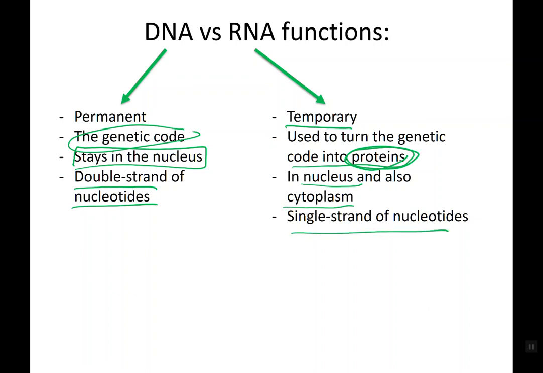And it's single-stranded. Another difference is the D versus the R. So deoxyribose is a kind of ribose with 1 oxygen missing. Ribose is just regular ribose, so it has the oxygen that deoxyribose lacks. So that's the difference there.